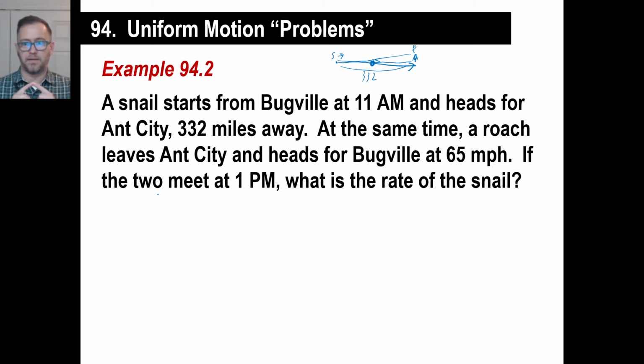It just means they met. And it means between them two, they went how many miles? Look at the problem. How many miles together did they go if they meet? 332, right? Okay, so there it is.